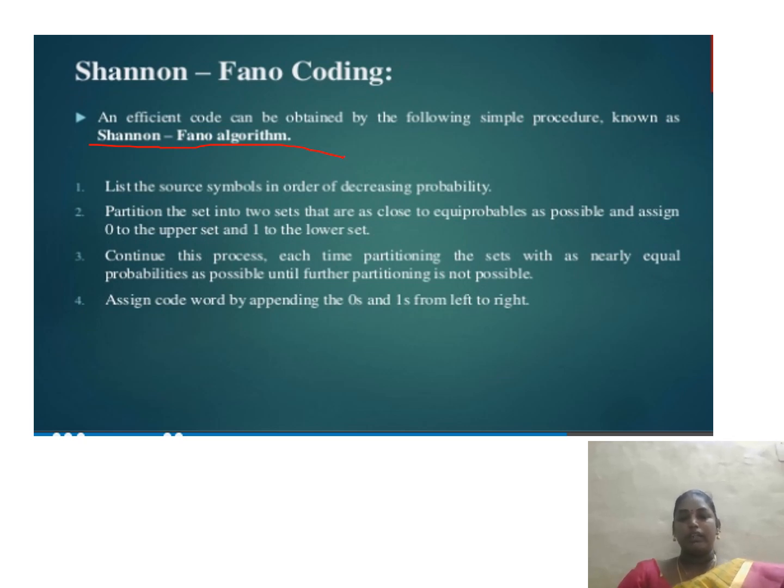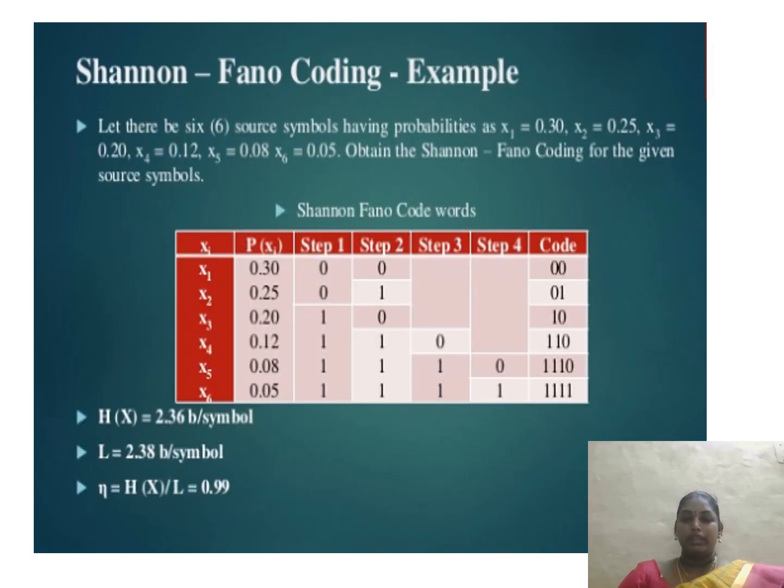For every algorithm there should be certain steps. Here also, if you want to know finally what symbol is assigned for each source, it will be known in this coding, and we have a certain algorithm. This will be known while solving the problem itself. So let us have an example.